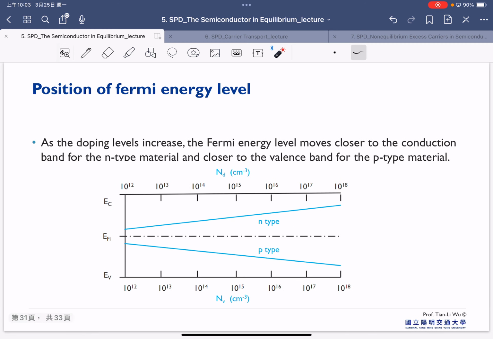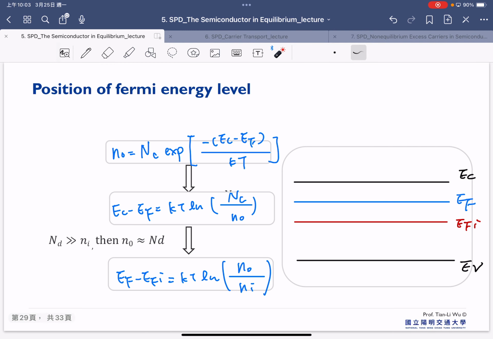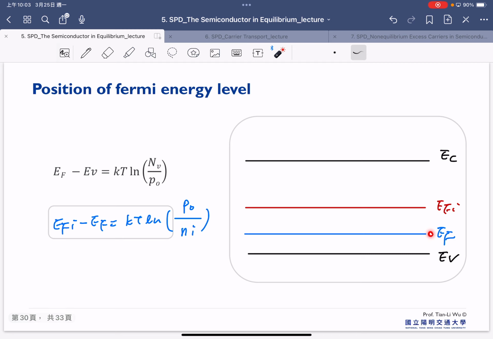So as the doping level increases, the Fermi energy moves close to the conduction band for the N-type material, or close to the valence band for the P-type material. As long as our concentration increases in the N-type, EF is moving close to the conduction band. And as long as our concentration increases in the P-type, our EF is moving toward the valence band.